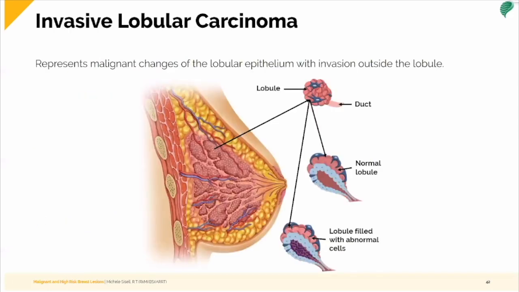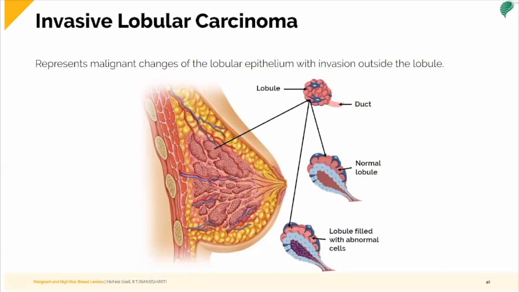So invasive lobular carcinoma, or ILC, is sometimes called invasive mammary carcinoma. With invasive lobular carcinoma, we are talking about epithelial cells that are malignant and are now invading the outer membrane of the lobule. So it's just like with the duct, it was invading outside the duct. Now we have a lobule, it's invading outside the lobule.